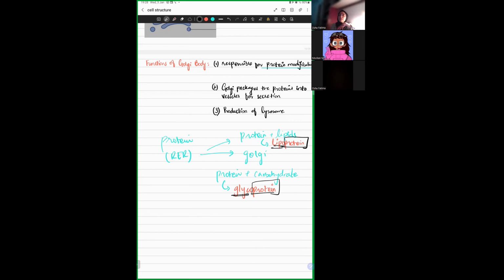So basically, in protein modification, which the Golgi does, what it does is that it attaches or it converts the protein into something different. Okay? So protein is modified. That protein which it was receiving from the rough endoplasmic reticulum is modified into something else. Okay? So this is basically protein modification.